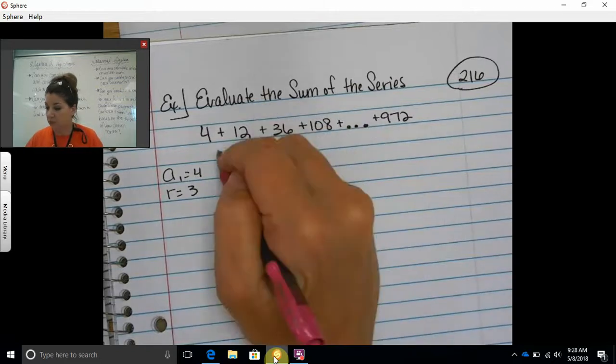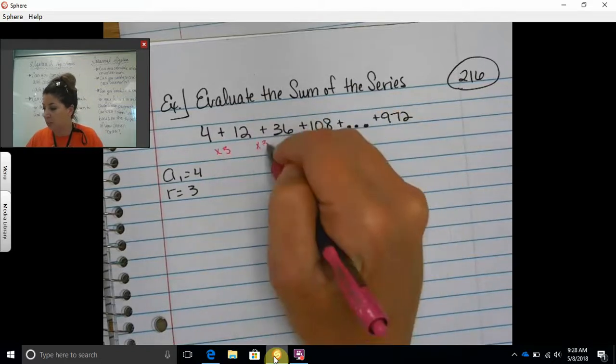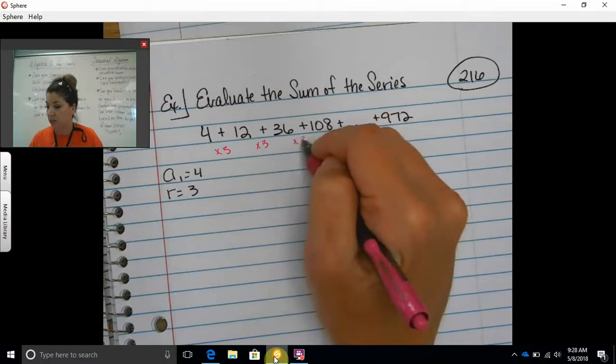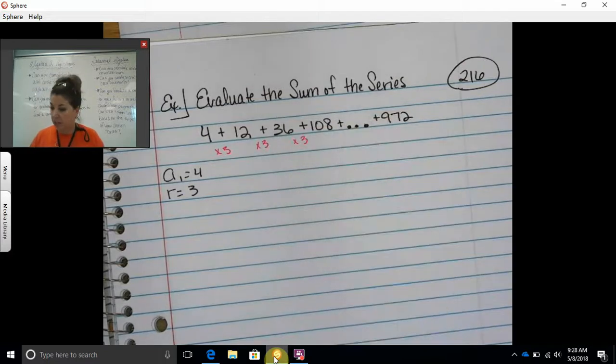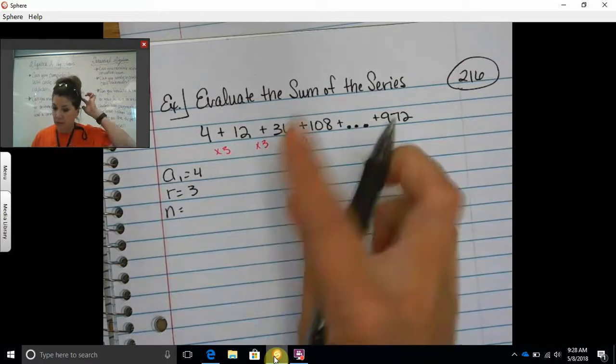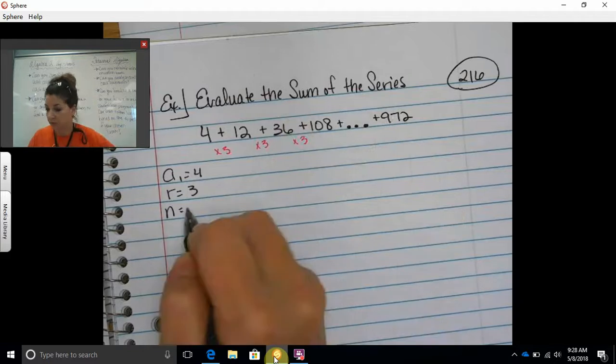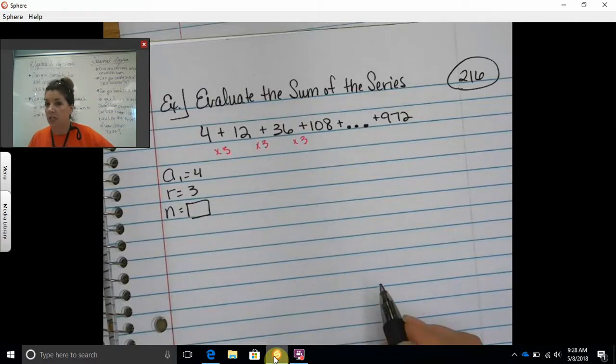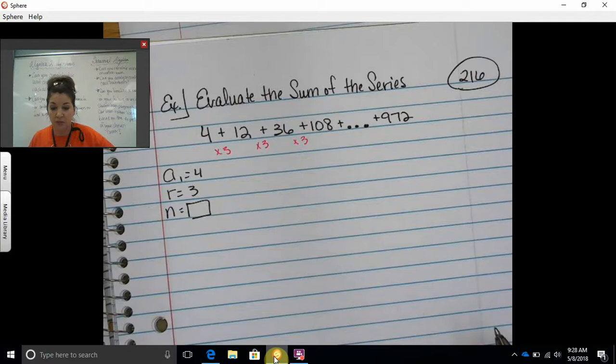Because 4 times 3 is 12. 12 times 3 is 36. 36 times 3 is 108. But do I know n? Do I know how many terms are in the sequence? I don't, right? So again, I'm going to have to use the explicit formula to figure out how many terms are in the sequence before I can add them all up.